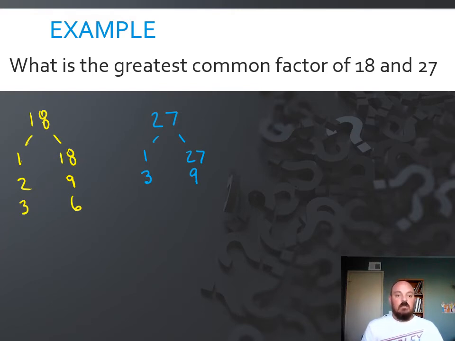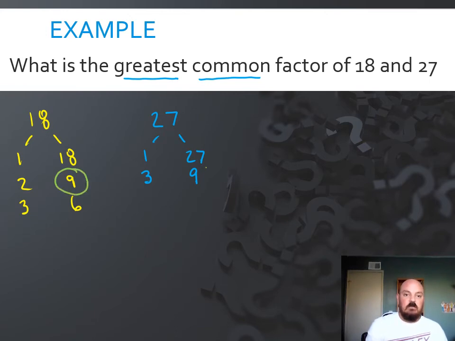So 18 has 6 factors: 1, 2, 3, 6, 9, and 18. And 27 has 4 factors: 1, 3, 9, and 27. What we are looking for is the greatest, meaning the biggest, common factor. The biggest number that is in both lists. And that answer is going to be 9. The biggest number that we see in both lists is 9.